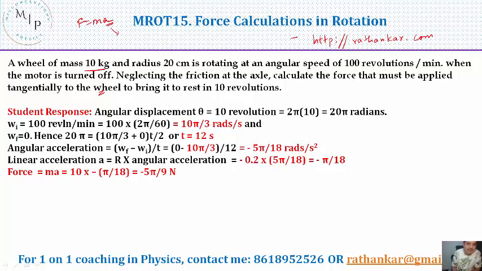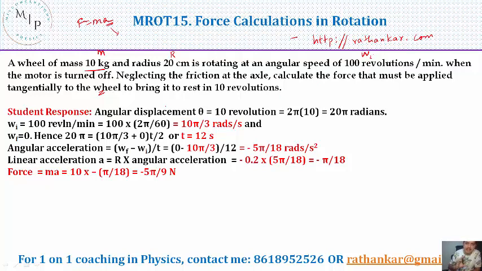A wheel of mass 10 kg and radius 20 centimeter is rotating at an angular speed of 100 revolutions per minute. Mass and R are given. When the motor is turned off, it was revolving at this speed, so this is omega I, the initial angular velocity. When no other force acts on it, the wheel slowly reduces its speed.